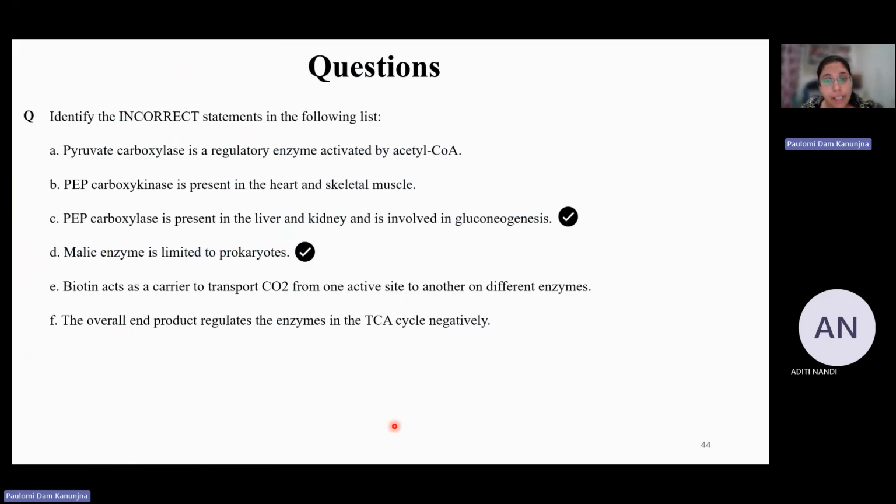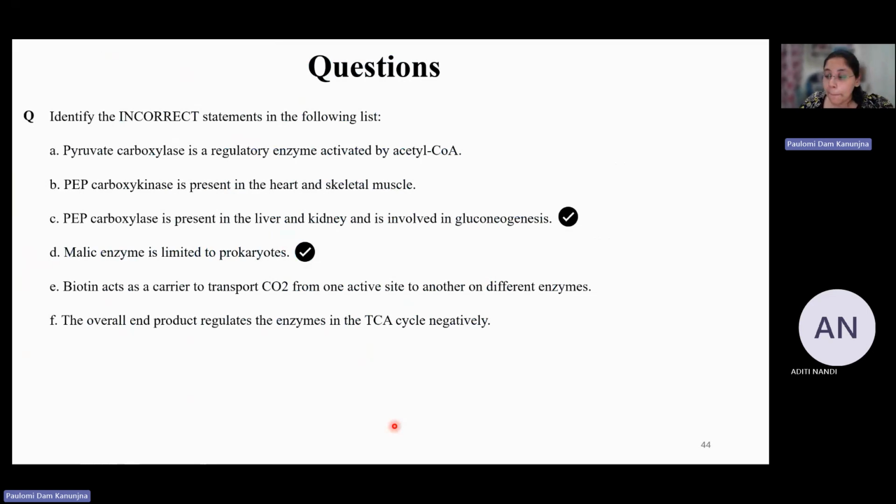Well, the first one, PEP carboxylase is a regulatory enzyme that we had established already. We had looked into that in detail. Next is PEP carboxykinase is present in heart and skeletal muscle. That is actually correct. Did you say that was incorrect? That is present in heart and skeletal muscle. Next is PEP carboxylase is present in liver and kidney and is involved in gluconeogenesis. Well, that is incorrect. The enzyme, as we know, is PEP carboxykinase in gluconeogenesis. PEP carboxylase you find in plants, and they are involved in photosynthesis, C4 and CAM photosynthesis.